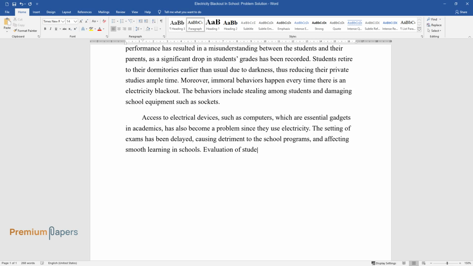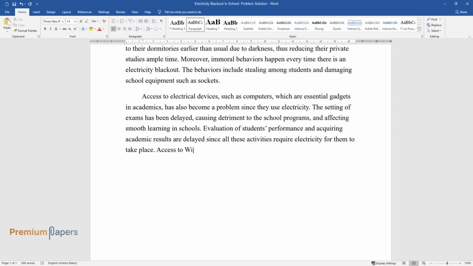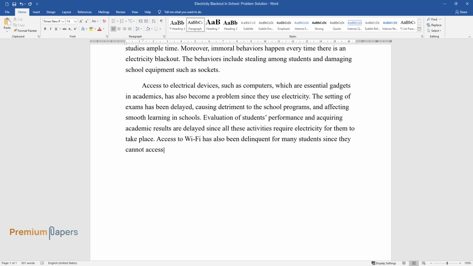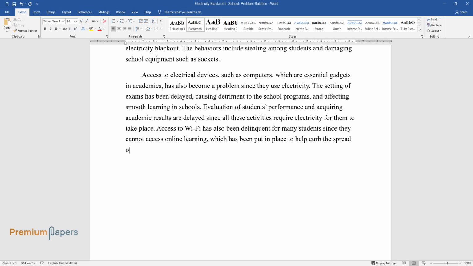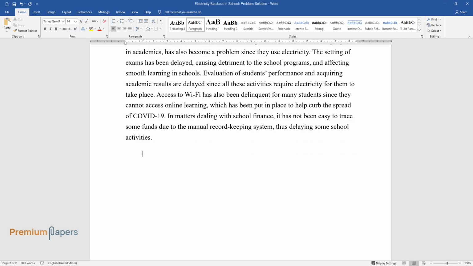schools. Evaluation of students' performance and acquiring academic results are delayed since all these activities require electricity for them to take place. Access to Wi-Fi has also been delinquent for many students since they cannot access online learning, which has been put in place to help curb the spread of COVID-19. In matters dealing with school finance, it has not been easy to trace some funds due to the manual record-keeping system, thus delaying some school activities.